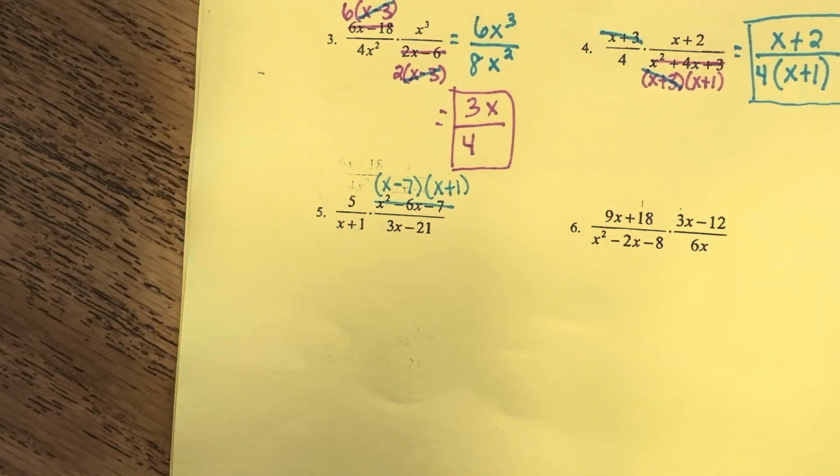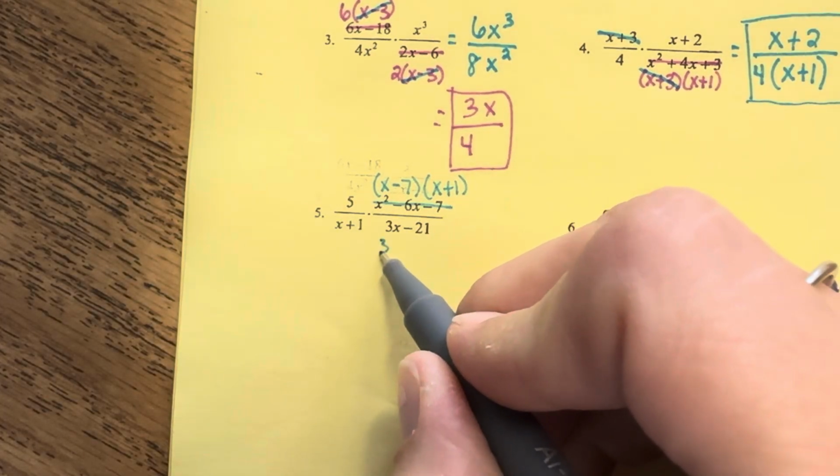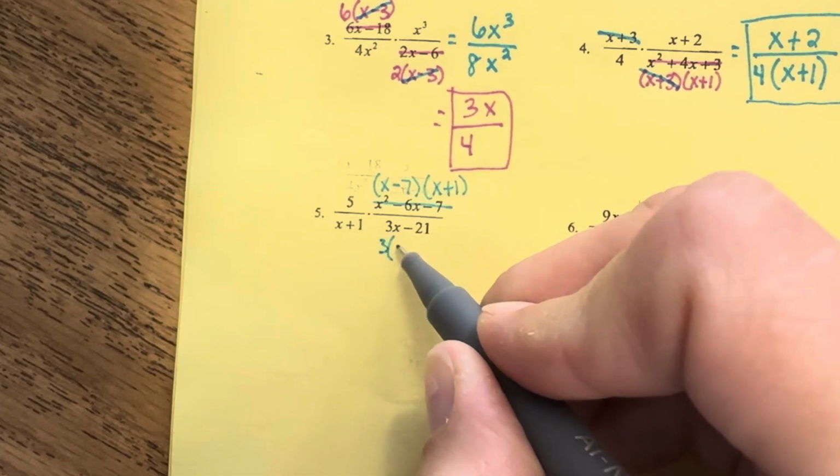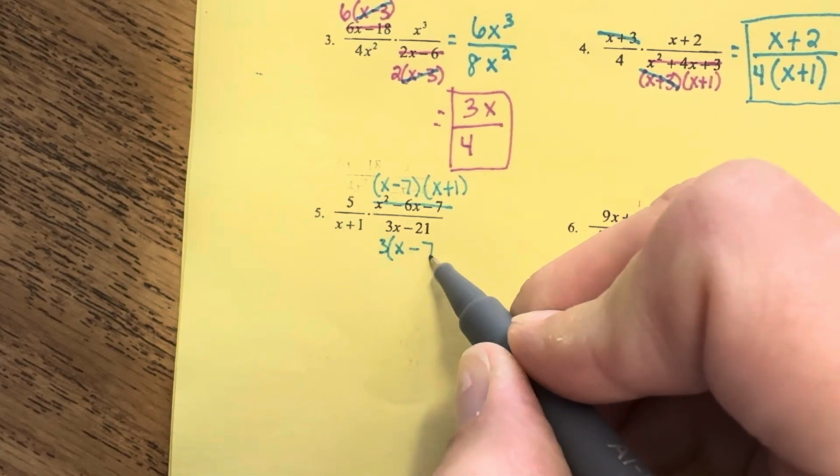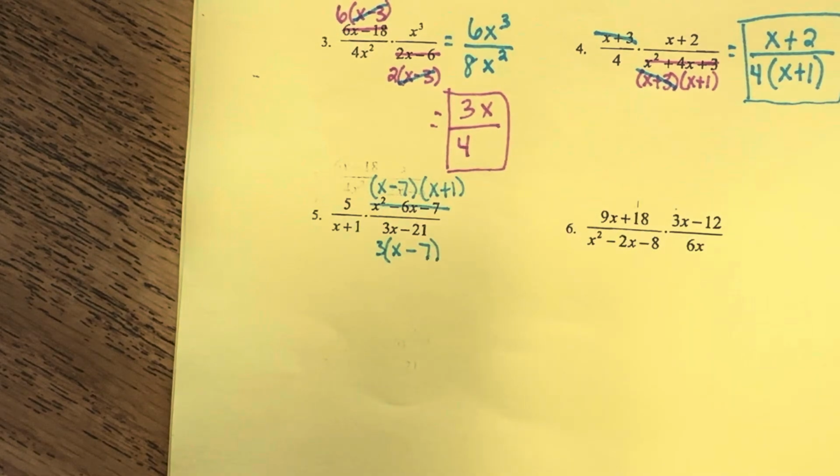Then on the bottom of that, we have 3x minus 21. There's not an x squared. I can't do the x game, but I can bring out a GCF. So I bring out a 3. And then if I divide 3 divided by 3, that's 1. So that's just x. 21 divided by 3 is 7. So x minus 7.